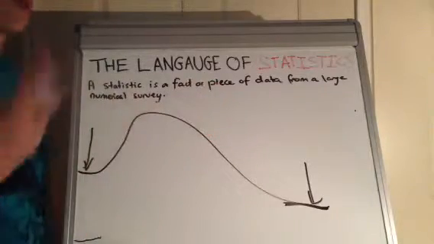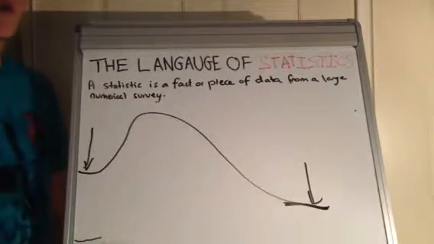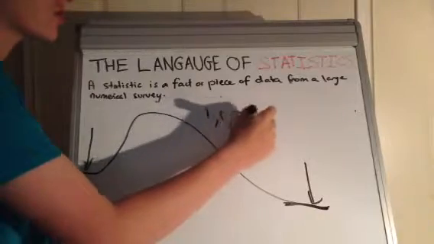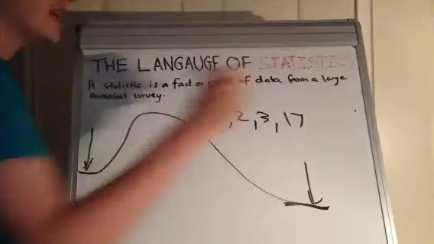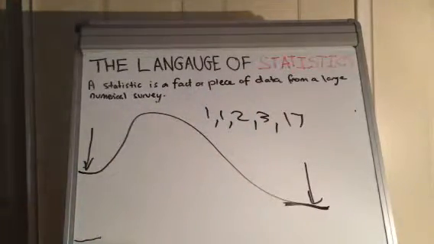So say we took the average number of people in a household and we found 1, 1, 2, 3, and 17, then 17 would be a significant outlier from that data set. I mean, you'd probably want to survey more households than that to get a good sample, but of course, you can see that that would be an outlier because it's incredibly different to all the other values.